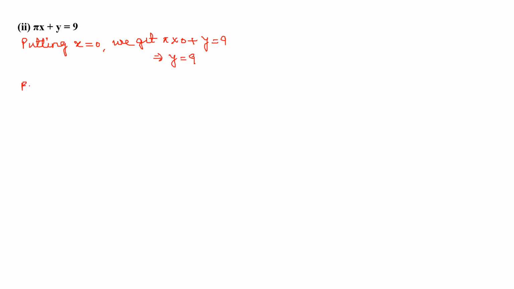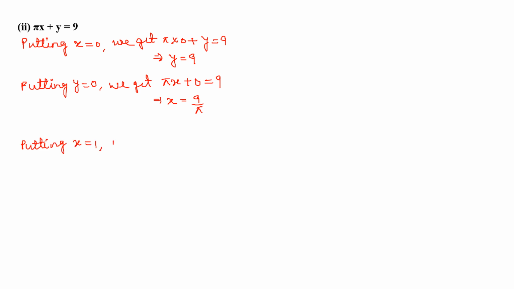Next I am going to put y as 0. So putting y equal to 0, we get pi x plus 0 equal to 9. So the value of x will be 9 by pi. So my two solutions are done. Now the third solution, putting x equal to 1. So I will get pi into 1 plus y equal to 9. So y will be 9 minus pi.